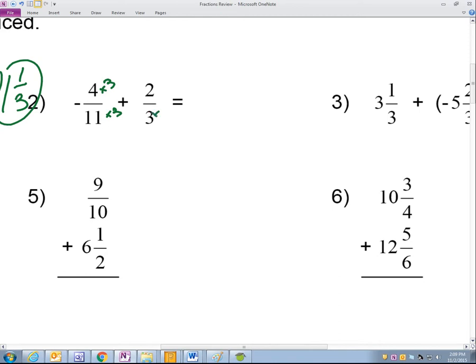This one's going to be multiplied by 11, and this one's going to be multiplied by 11. So I have negative 12 over 33 plus negative 22 over 33. Now I'm going to use the integer rules for adding integers with different signs.